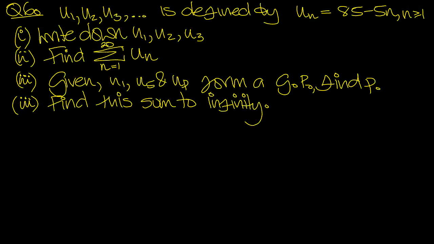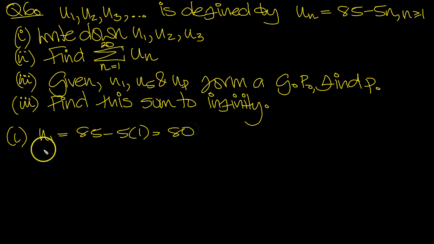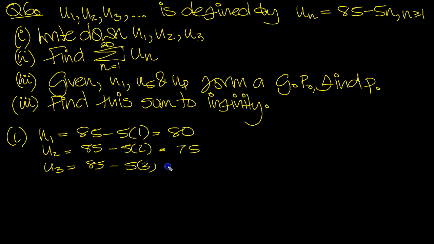So here's the question then. Let's have a little look at it. So just write down u1, u2, u3. So u1 is equal to 85 minus 5 times 1, which is 80. u2, 85 minus 5 times 2, 75. u3, 85 minus 5 times 3, which will be 70.